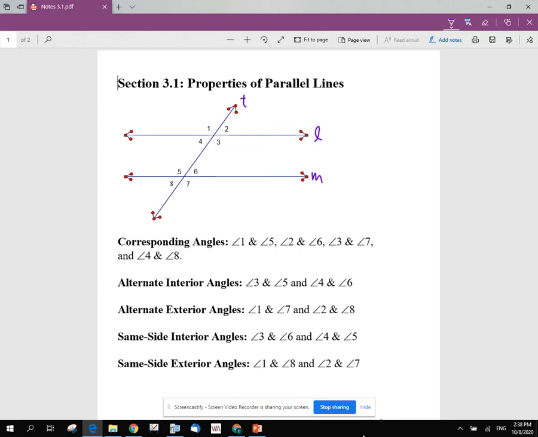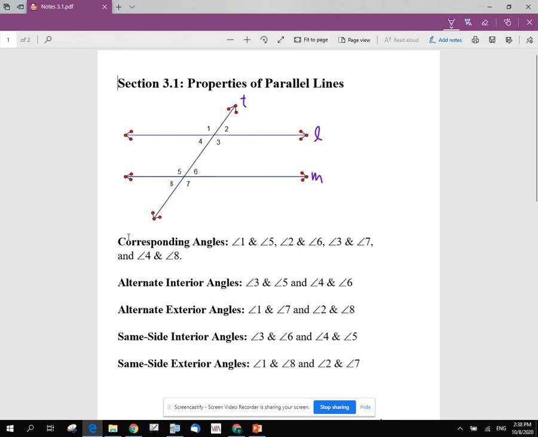We need to learn some terms first. Corresponding angles, alternate interior angles, alternate exterior angles, same side interior angles, same side exterior angles. We're going to define each one of these by looking at the picture. The first one, believe it or not, is somewhat the one that seems to get overlooked. So I could put a kind of a spotlight on this first one. Corresponding angles, make sure you know what they are.